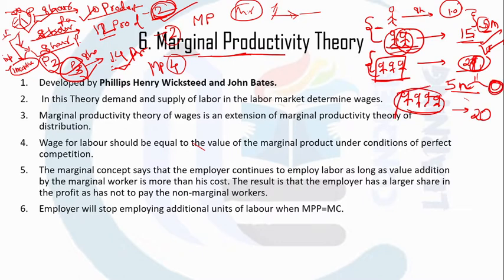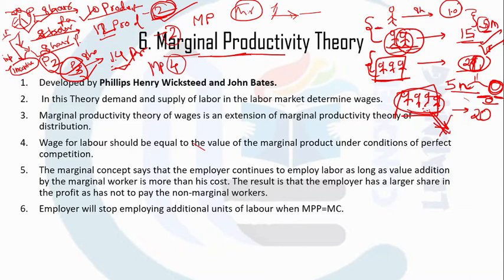At this point, when the marginal productivity becomes 0, what does it mean? The revenue here has become 0, and now he is not getting any margin. At this point, the employer will stop hiring extra people because he is not getting any margin here. He is not earning any extra revenue here. So he would just stop hiring. This is nothing but the marginal productivity theory.